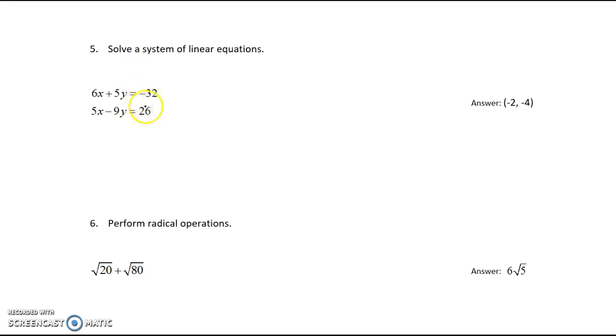Number 5, you could use either elimination or substitution. I would probably use elimination, multiply the first equation by 5, multiply the second equation by -6, and then you can solve for y, plug it back in to get x.